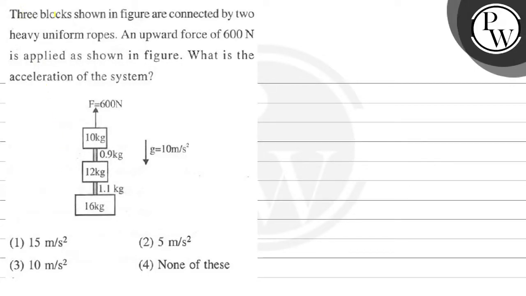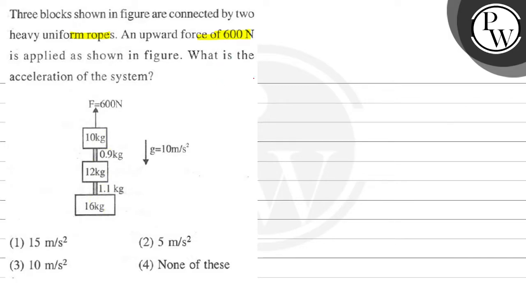So the question says three blocks shown in the figure are connected by two heavy uniform ropes. An upward force of 600 Newton is applied as shown in the figure. What is the acceleration of the system? So हम लोगों को यहाँ पे acceleration of system निकालना है. So let's solve this question.